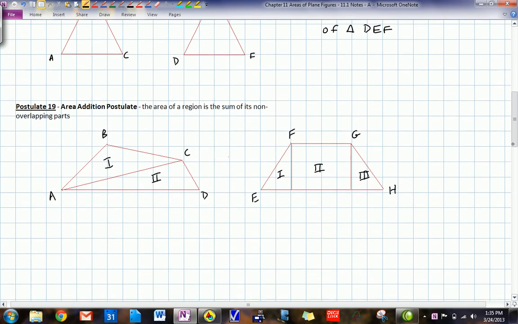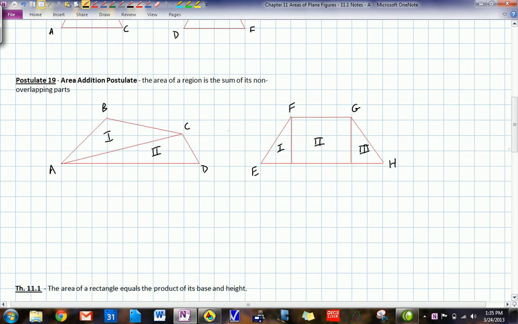All right. Postulate 19 is called the area addition postulate. This is a pretty simple idea as well. It says the area of a region is the sum of the non-overlapping parts. So I've drawn a couple of figures here. On the left, I've got a quadrilateral ABCD. And this is not a special quadrilateral. We don't have a formula for the area of it, but if we needed to calculate the area, we could divide it into 2 regions, 2 triangles, as I've shown in the diagram, called region 1 and region 2.